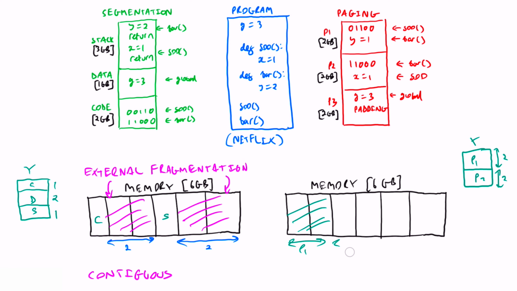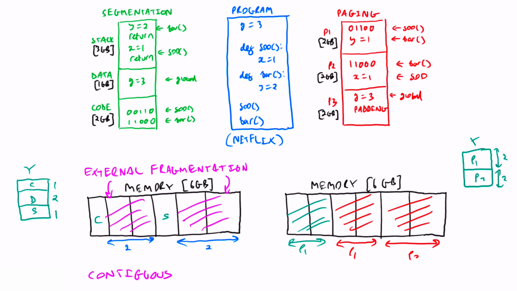So this becomes free. And now what we can do is we can put any 2 pages from our Netflix program in here. So let's say we need pages 1 and pages 2. And as you can see, there is no external fragmentation because we're using fixed size pages. We can efficiently allocate memory. However, what is the issue with paging?